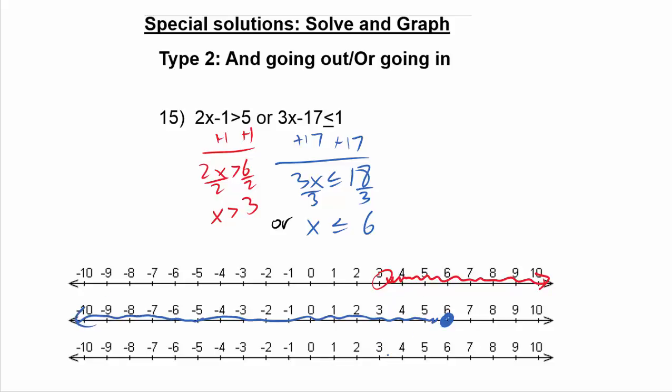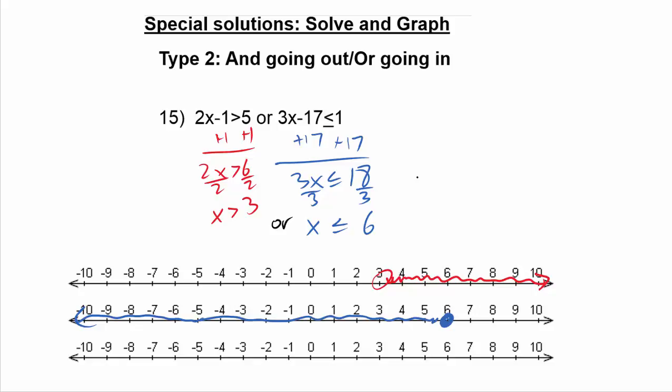If it were an and problem, we're used to these, you would just shade this in-between section between the 3 and the 6. You would just shade between those two numbers here. But since this is an or problem, that's not going to work here. Again, with or, we're looking for where either one of the solutions, or either one of the graphs, are to graph it.